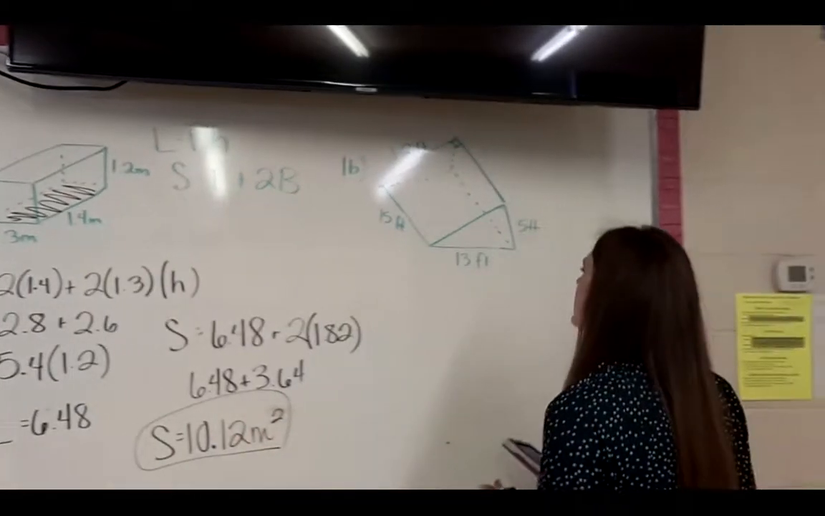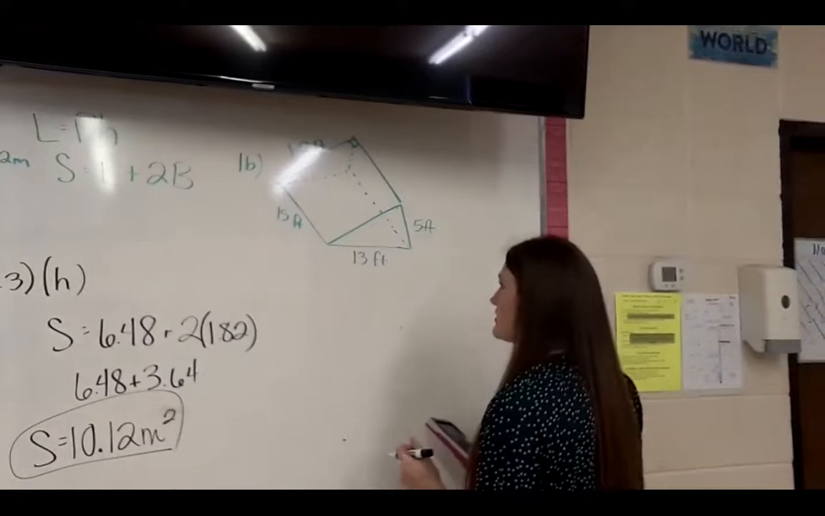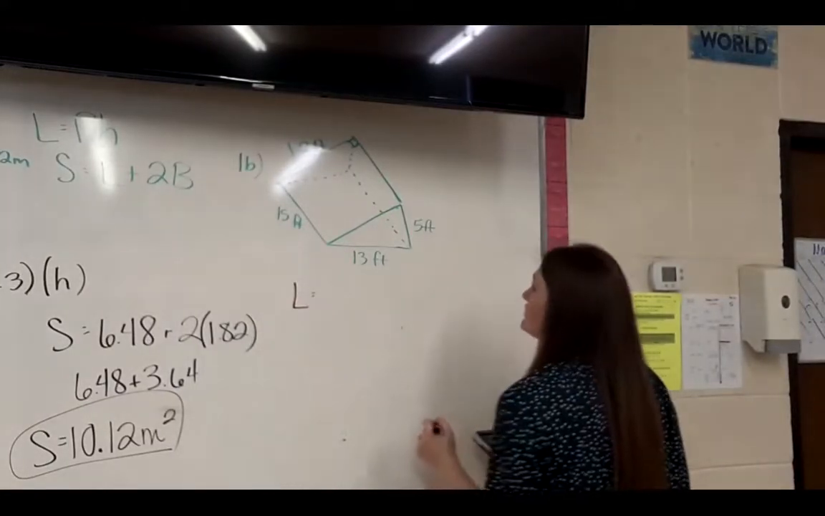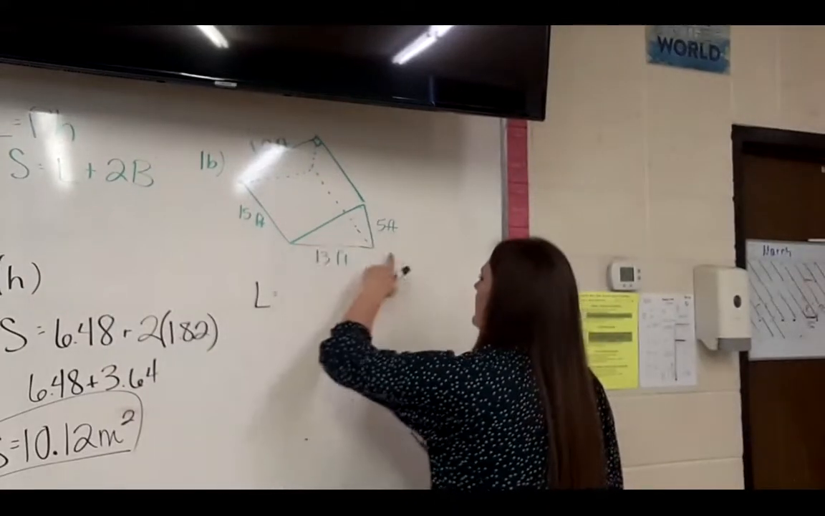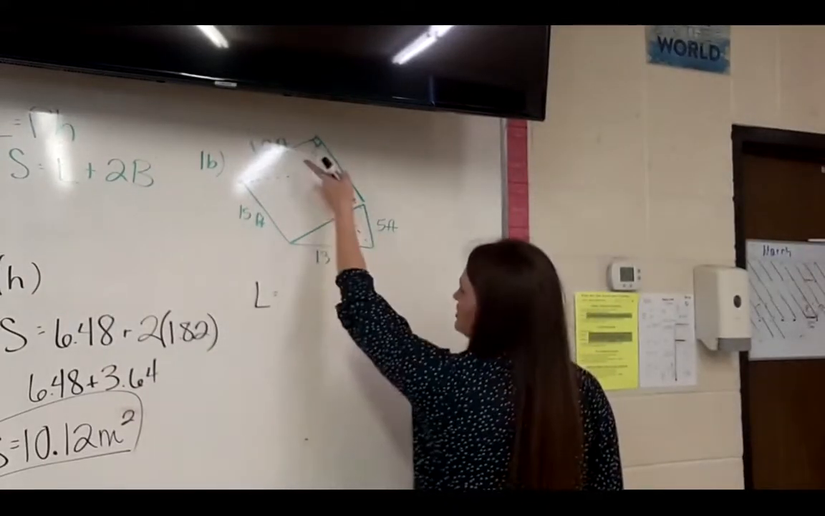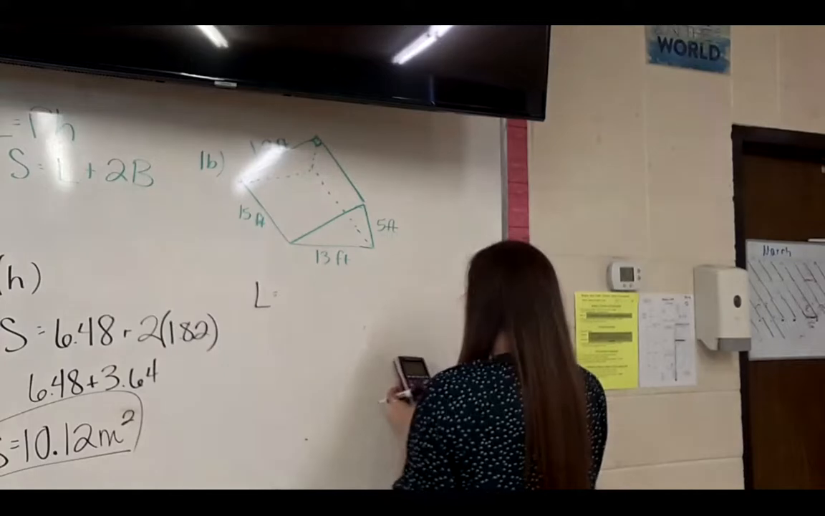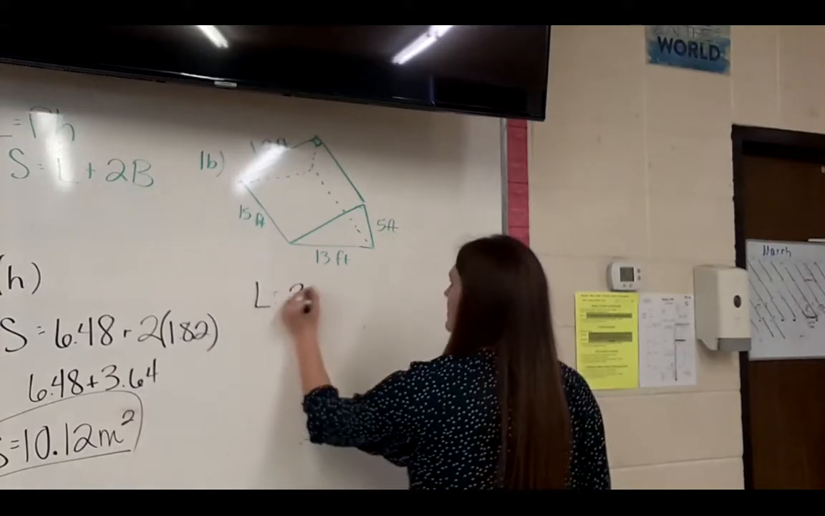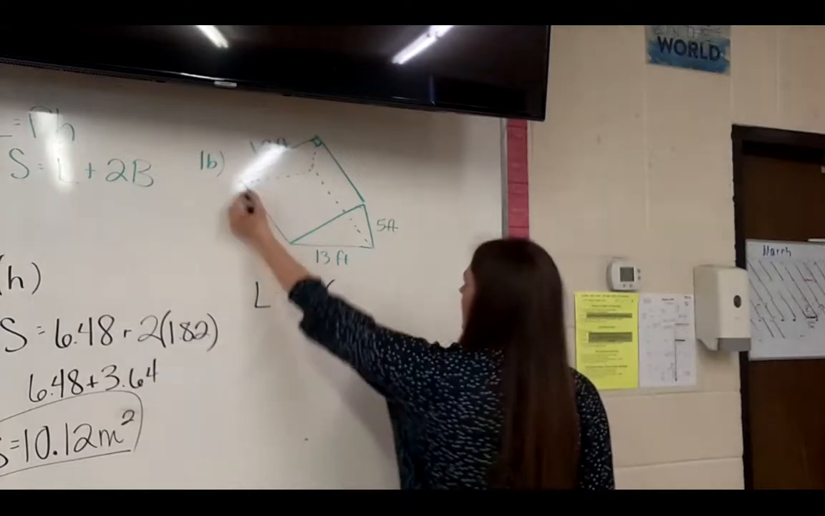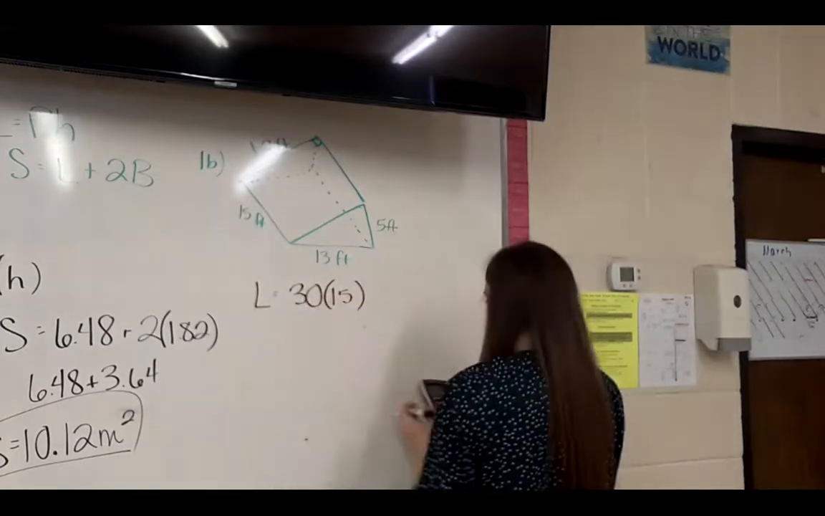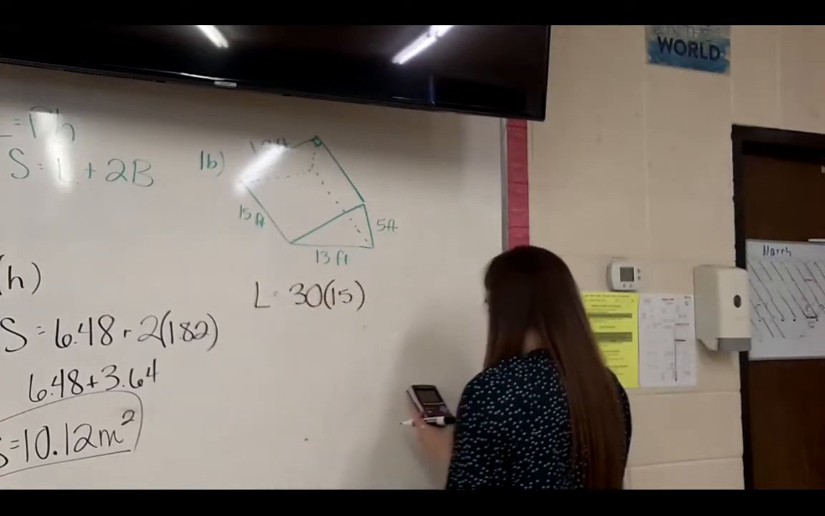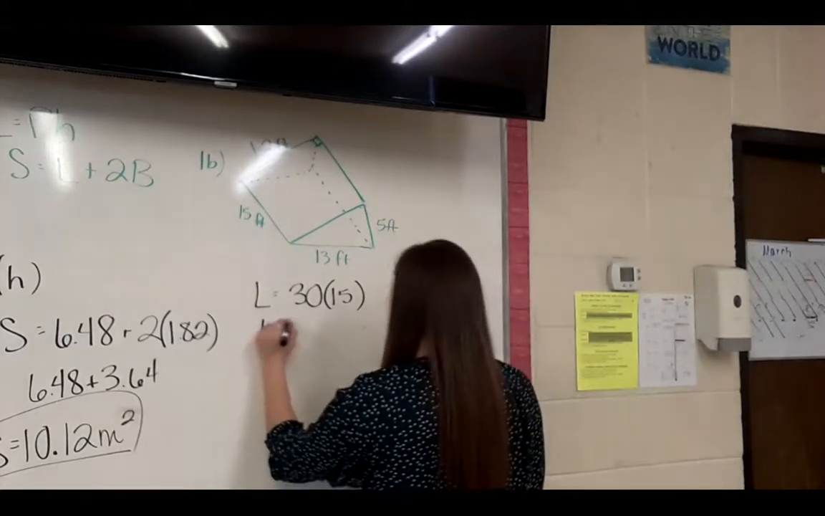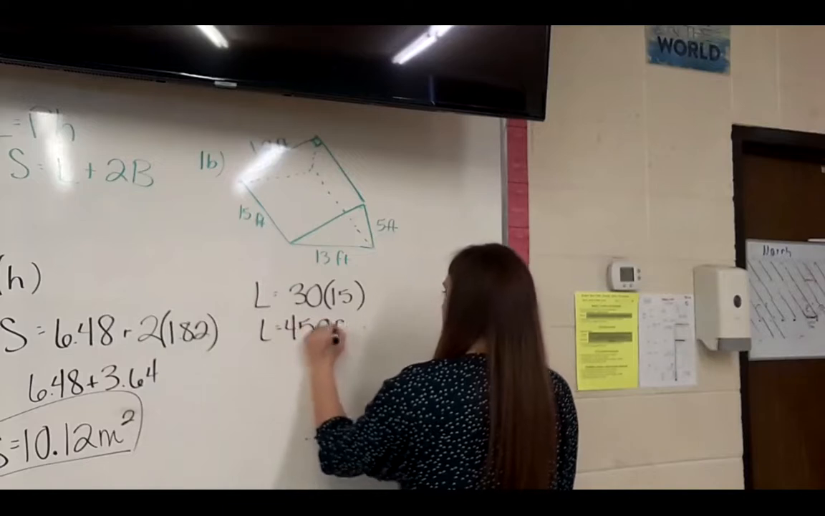Okay, on 1B, that is a triangular prism. So the perimeter of the base is a triangle. So I have 5 plus 13. This one, it's just over there, which is 12. So 12 plus 13 plus 5 is 30. And then I still have times the height of the whole figure. So 15. So feet times feet. So that is 450 square feet.